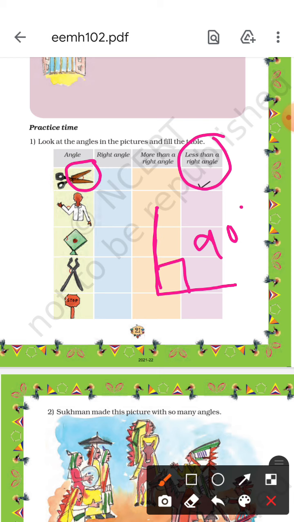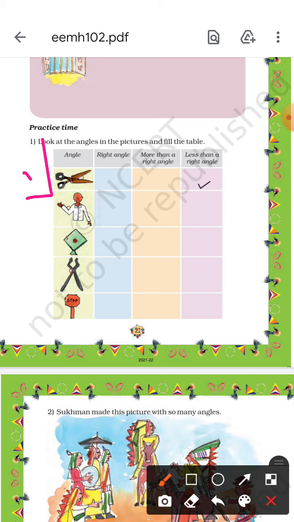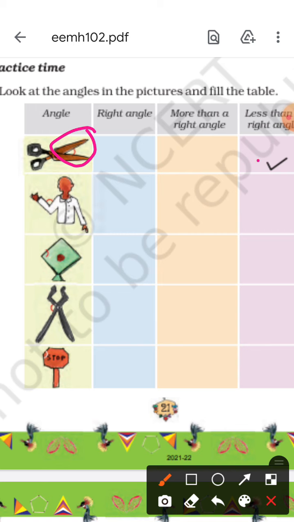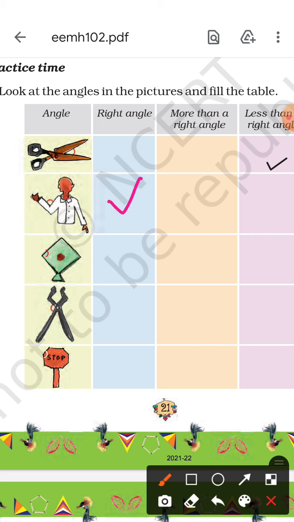Now we have to check this table. For the first figure, the angle is less than 90. You can see here, if you zoom, you can understand this properly. So we have marked it here. Now we have to find out the angle here. If you look at this angle, the arm looks like the L shape, so the angle formed here is a right angle. So we have to mark a right angle here.